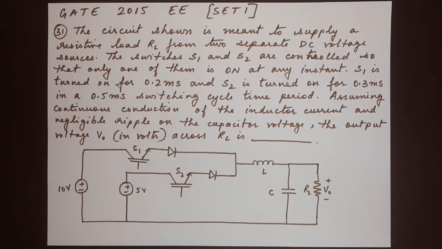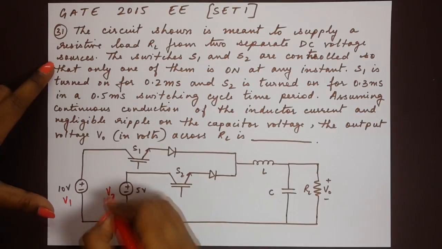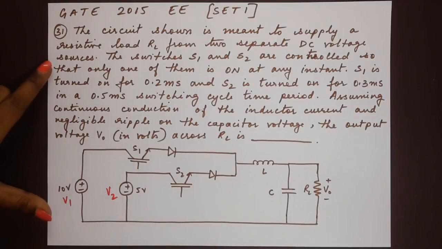Okay, so a lot of information is given to us. So let's call the two voltage sources given as V1 and V2. Now since the question says that only one switch operates at a time, S1 is on, then S2 is off, and then S2 is on, and then S1 is off. So that is the condition given. So in this case, the time period is very important.